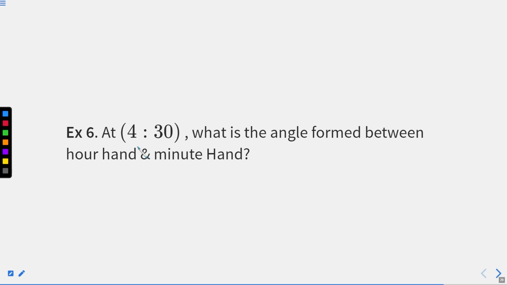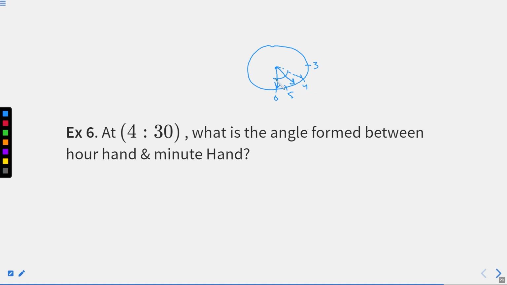question number 6 says 4:30. So what is the angle at 4:30? Now, if I make a clock here, we know this is 6, this is 3, this is 4, this is 5. 30 means the minute hand is at 6 and the hour hand is somewhere around here, right? So exactly in 30 minutes, this is exactly vertically downward, and initially it is at 4, right?